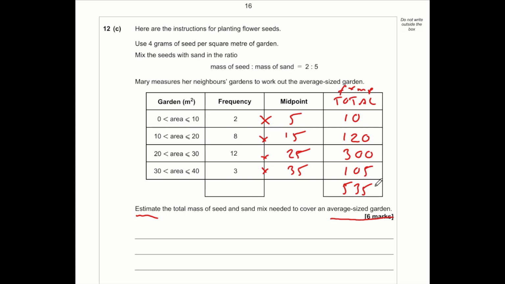That's why they've left the box here. And how many gardens were there? Well, the number of gardens is the total of the frequency column, because we've got 2 gardens between 0 and 10, another 8 between 10 and 20. If we add these up, in total there are 25 gardens. So the estimated mean area is the estimated total area, which is 535, divided by the exact number of gardens, which is 25, and that tells me the estimated mean is 21.4 square metres. 21.4 is somewhere between 0 and 40, so we've got a vaguely believable value.